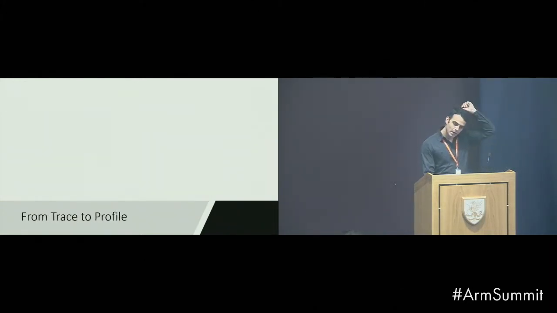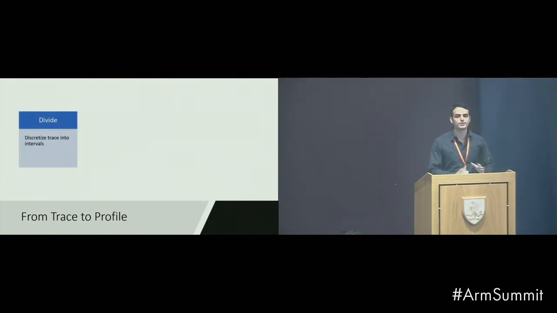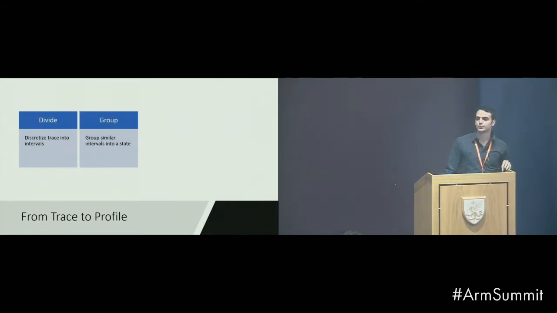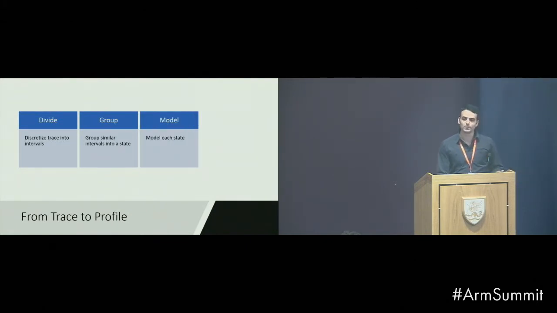So let's talk about how we go from a trace to a profile. First, we're going to divide the trace into a series of intervals. Then we'll group intervals that are similar to each other, signifying that these belong to a type of phase or state. Then we'll model each of these states, and then we model the transitions between each of those states within the trace.